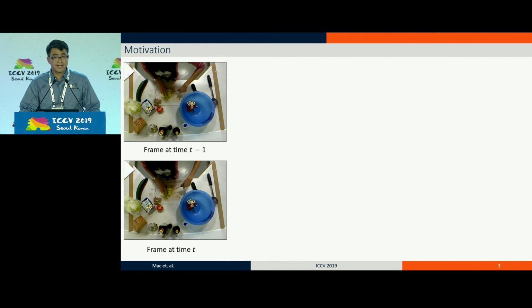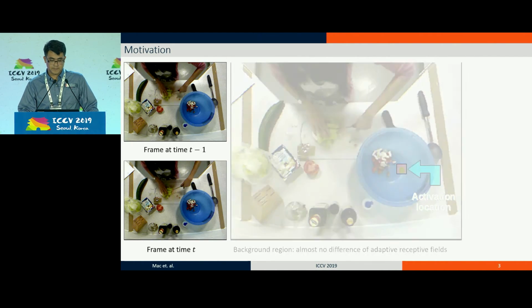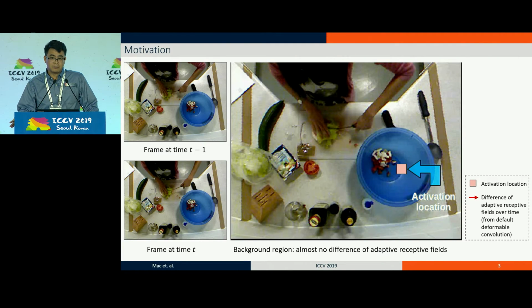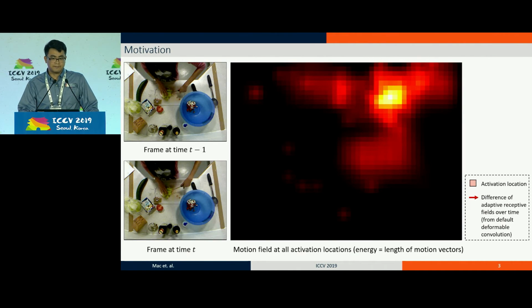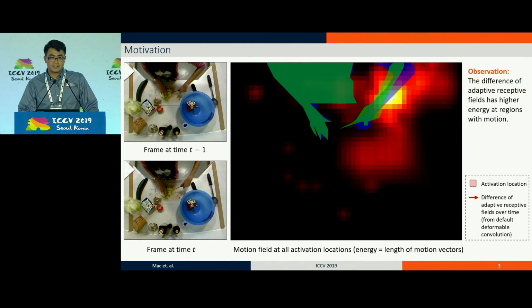Let's look at an example of a fine-grained action, cutting lettuce. Here are two input frames at time t-1 and time t. Notice that the arm is moving slightly. If we look at an activation location on the background region for each of the frames from a trained deformable convolution network, we can see that the adaptive receptive fields are nearly identical. However, if we look at an activation location on a moving region, the adaptive receptive fields are different. We visualize the magnitudes of such difference for all activation locations. As can be seen, the region with motions corresponds to higher difference. It motivates us to model the motion using a difference of adaptive receptive fields.